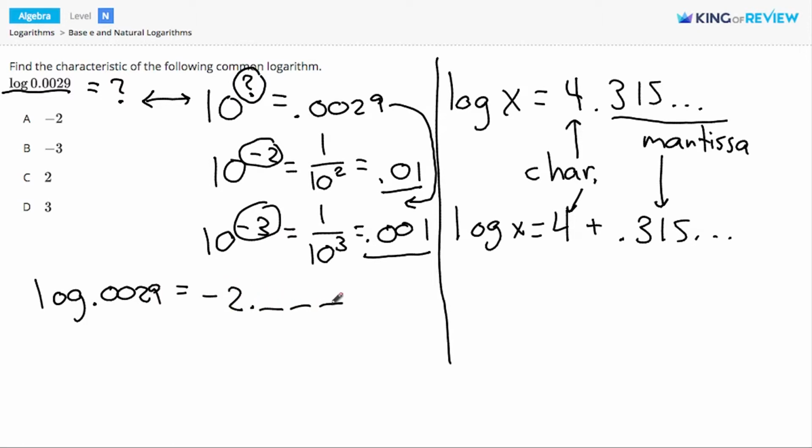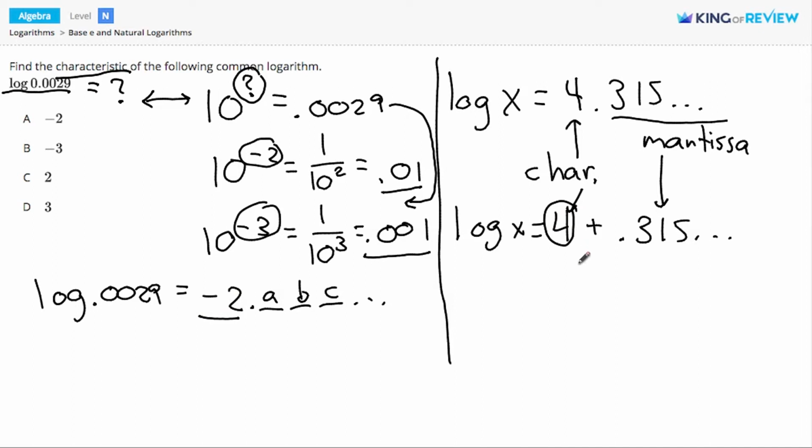Let's call these numbers A, B, C, dot, dot, dot. I don't know what numbers A, B, and C are. This number is some decimal. We don't know what it is. But this is enough to figure out the characteristic. Remember, all we wanted was the characteristic, the integer part of the log. Now it's looking like negative 2 should be the characteristic, but there's a problem.